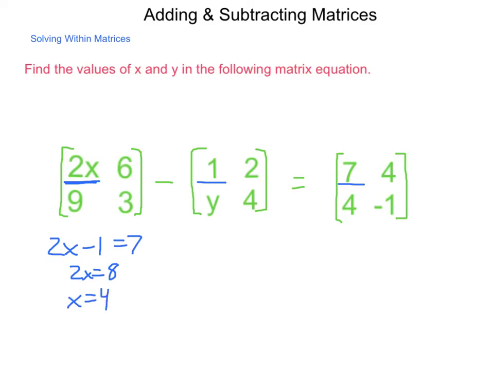Now going and doing the same thing for y, I have a y in this position in my second matrix, so pulling the corresponding elements, I have 9 minus y equals 4. Solving, I'd have negative y equals a negative 5, so y equals 5. So I was able to solve a set of equations looking for different pieces, all in the same matrix setup.